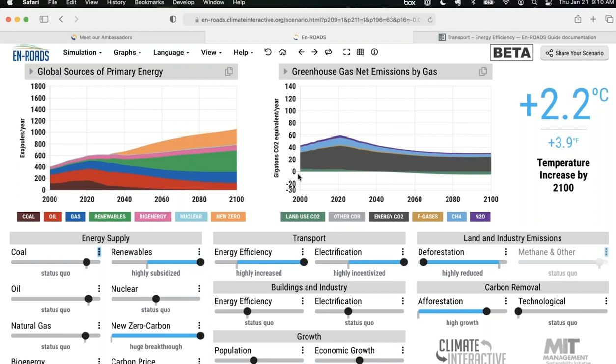So how we approached this is we wanted to create a way in which, for all of these different sliders on the main interface, we could create a scenario that limits warming to well below 2 degrees. And so we keep the sliders aggregated at a very high level for this.